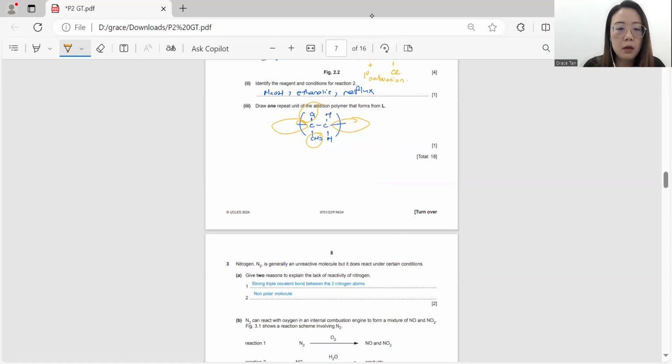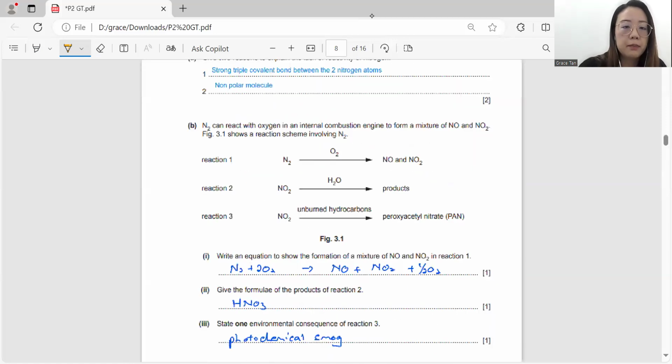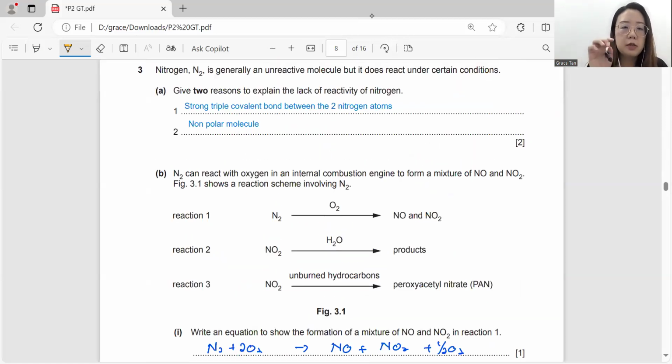Question number 3. Nitrogen is generally an unreactive molecule, but it does react under certain conditions. Give 2 reasons to explain the lack of reactivity of nitrogen. Syllabus must know. Number 1, they have a strong triple covalent bond between the 2 nitrogen atoms, very specific, not between molecules, between 2 nitrogen atoms.